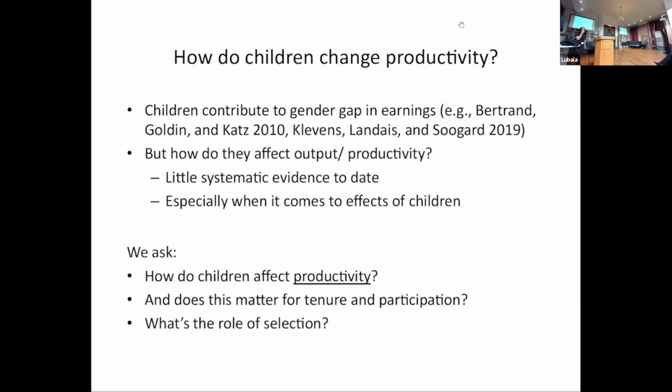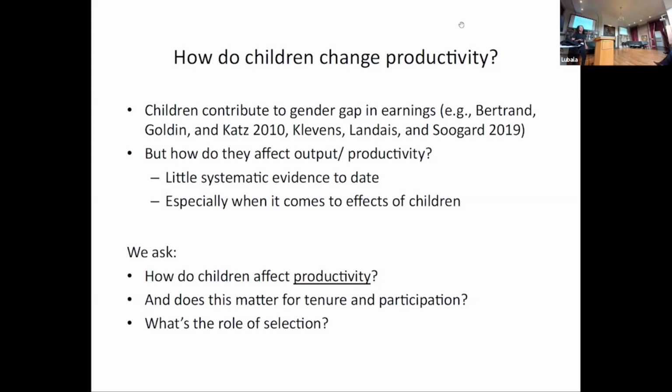The big question that we're after in this first stage is, how do children affect productivity? There's a lot of data on earnings, but we know much less about the channels by which children affect earnings, so we'll specifically look at productivity. That's a really nice thing we can do with academic scientists, because we can measure productivity through publications. Then, consistent with the purpose of this initiative, we're going to look at how the differences in productivity that I will show you are related to having a kid, and how those then affect tenure and participation at these higher levels.